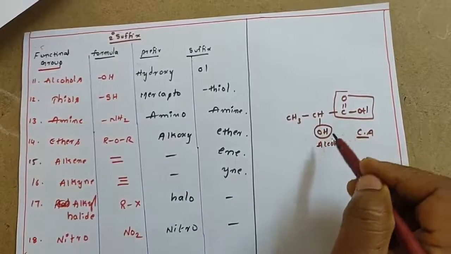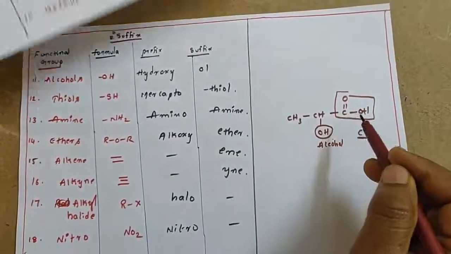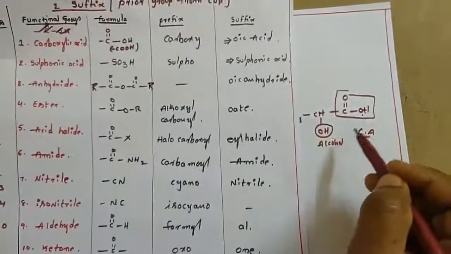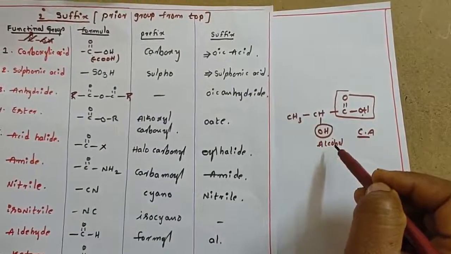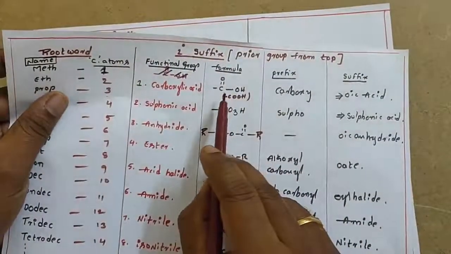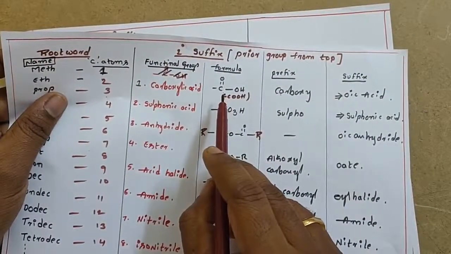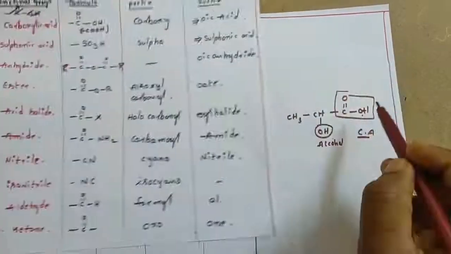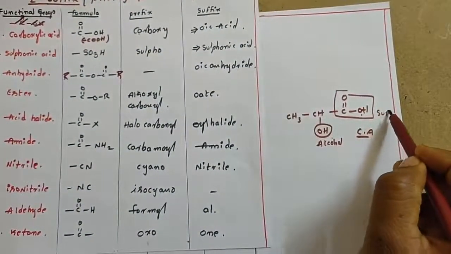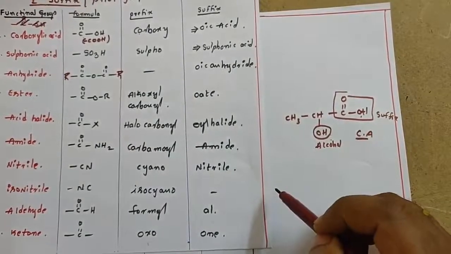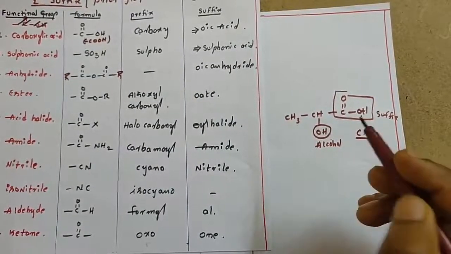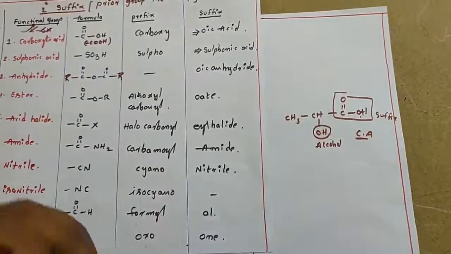That can be decided by priority order. Suppose among the two functional groups, which functional group is present in the top order? The COOH functional group is present in the top order. That's why I can take this as a suffix, and this as a prefix. Okay, so let me decide the name now.